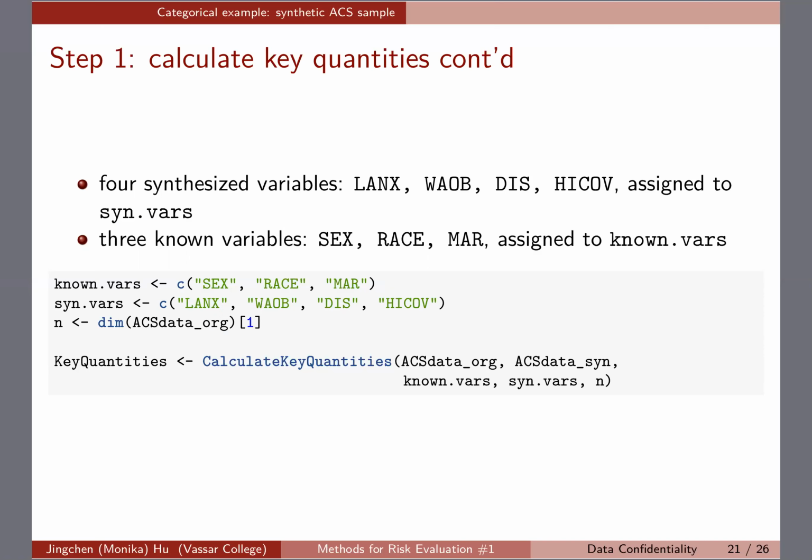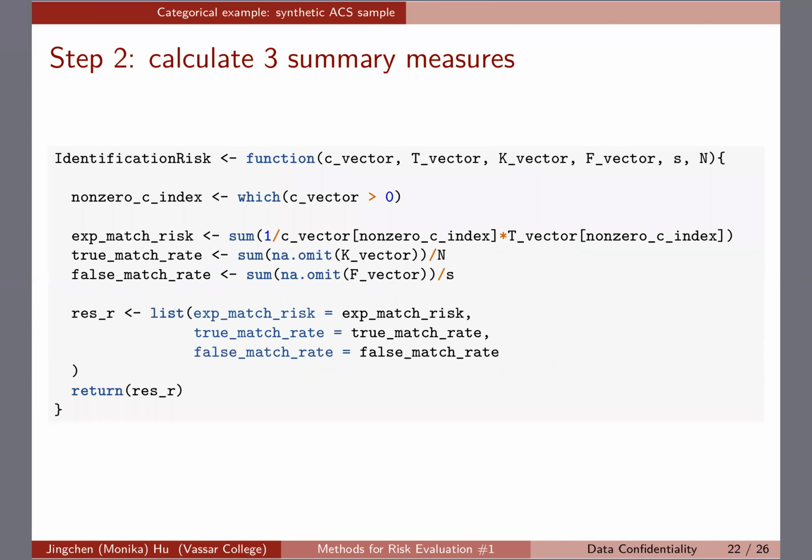Okay, so this will be something good to use in your synthesis model as well, if you can write your functions in a more efficient way. And then the second step here is to calculate the 3 summary measures. So again, going back to the definition of the TI over CI, sum them up, right? KI over N, sum them up, and then FI over S, sum them up.